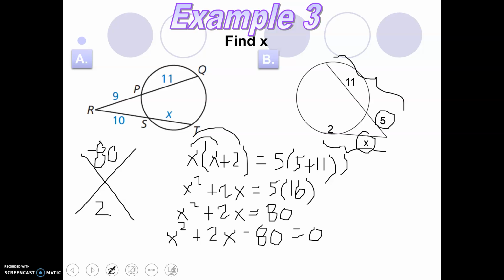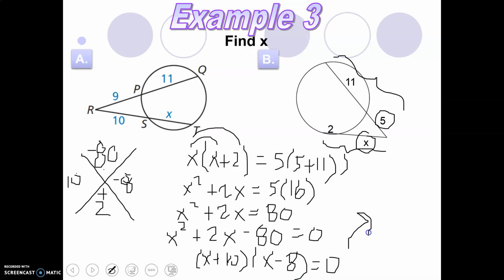Now, through the process of trial and error, you will hopefully figure out that 10 times negative 8 is the best choice, because 10 times negative 8 is negative 80, and 10 plus negative 8 is 2. So now we're able to factor this down to x plus 10 and x minus 8.